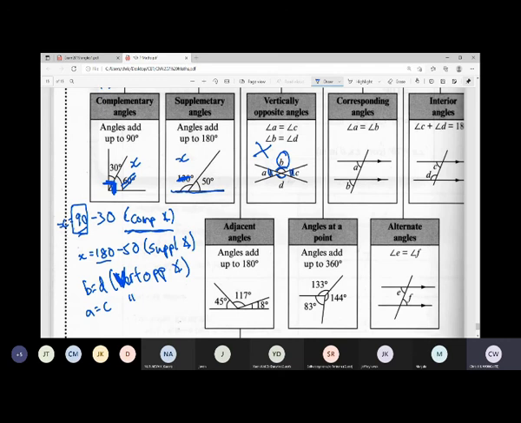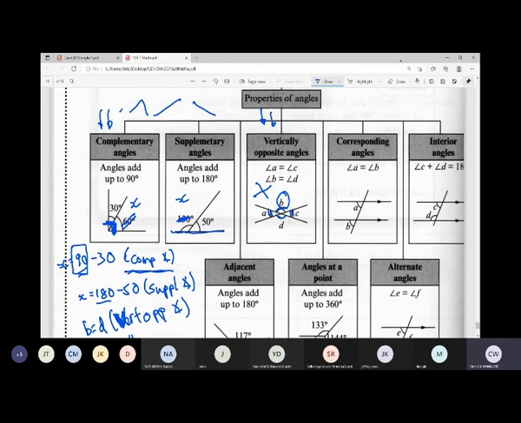The next one is what we call a corresponding angle. For a corresponding angle you need to have two parallel lines. You must have a transverse line, one line cutting across, and then you have two lines that are parallel. The two parallel lines are indicated by the arrow. If you do not see the arrow on the two lines, it means they are not parallel, okay?